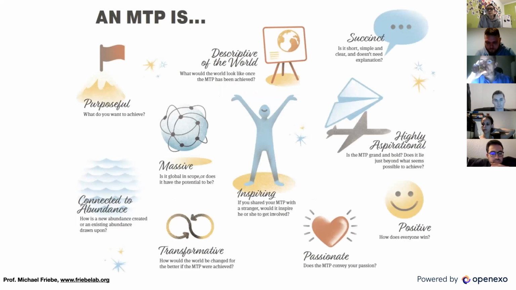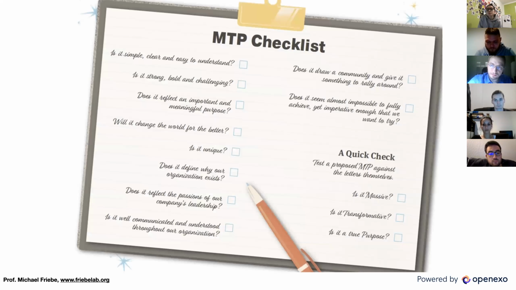This one, we don't go into detail. You can look at that if you really want to develop an MTP, what it should be. It's kind of like what I said before. And there's also a checklist. So instead of using this canvas, this MTP canvas, you can also use a checklist like this one here.